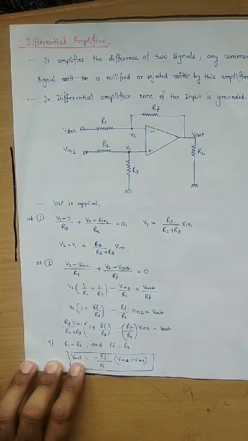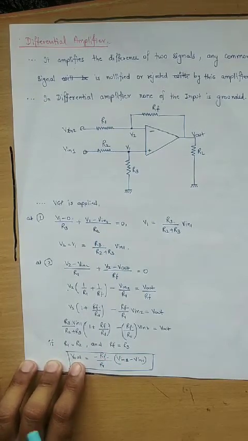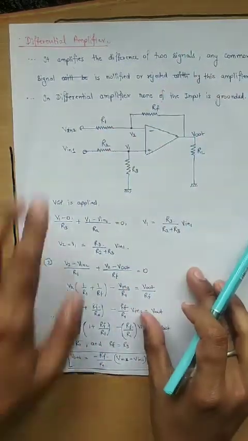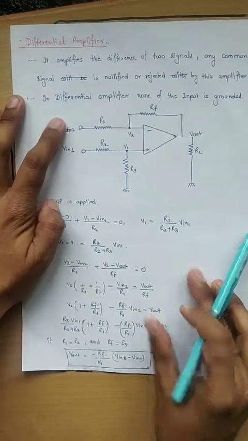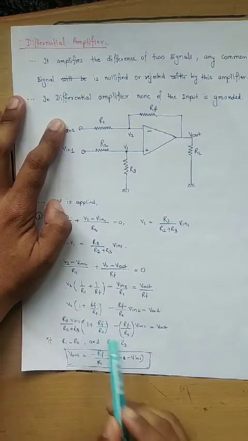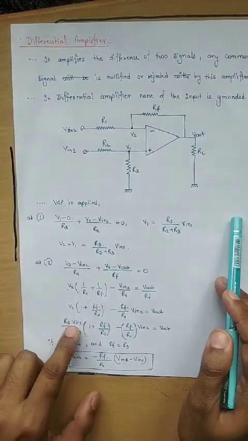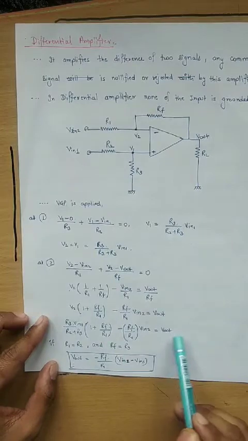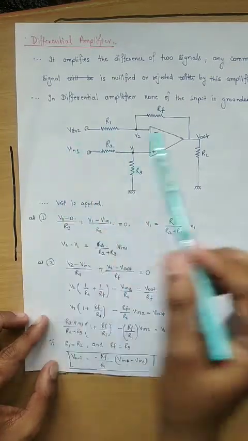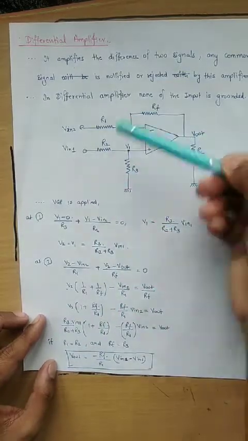So one thing is that minus RF by R1 is the gain of the inverting amplifier. Now see, if I ground this, it means V in 2 is equal to 0, and V out is equal to 1 plus RF by R1, which is a non-inverting amplifier. If I ground this, that is V in 1 is 0, the gain is minus RF by R1, which means an inverting amplifier. It means the differential amplifier is a combination of an inverting amplifier as well as a non-inverting amplifier.